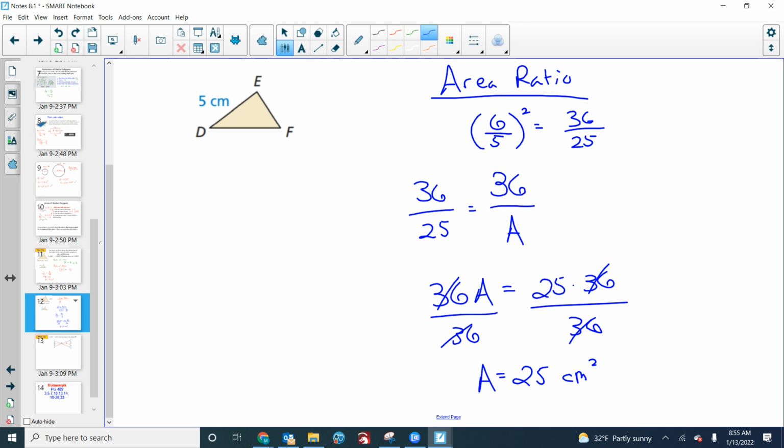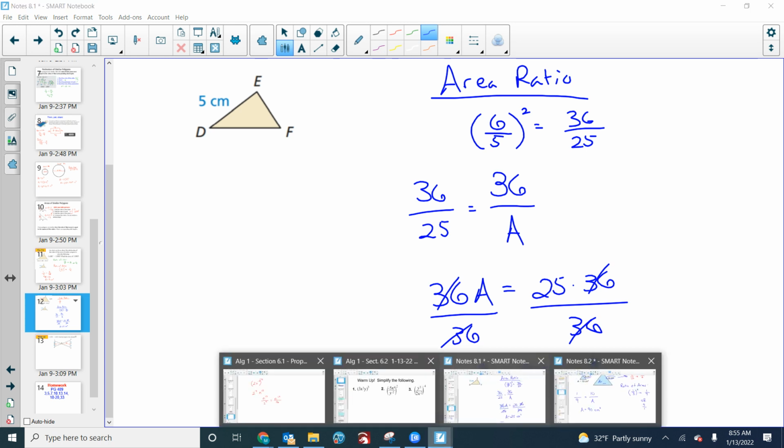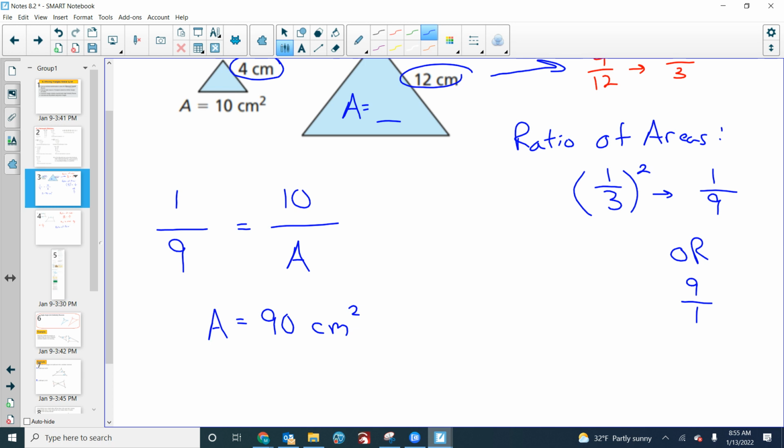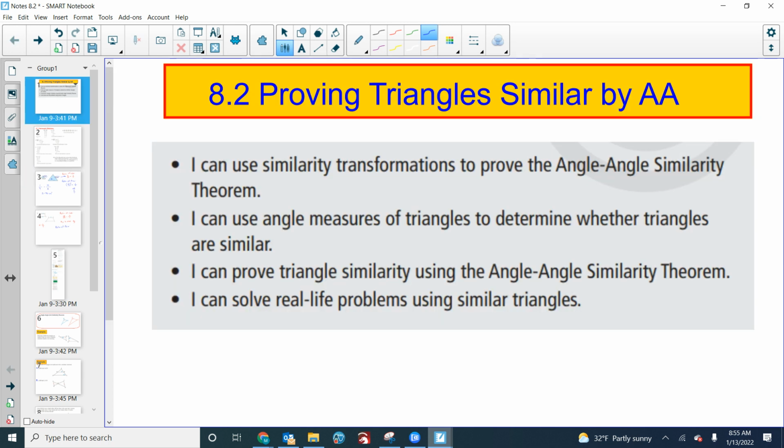All right. That was 8-1. Let's move into 8-2. So 8-2 is called proving triangles similar by angle, angle.